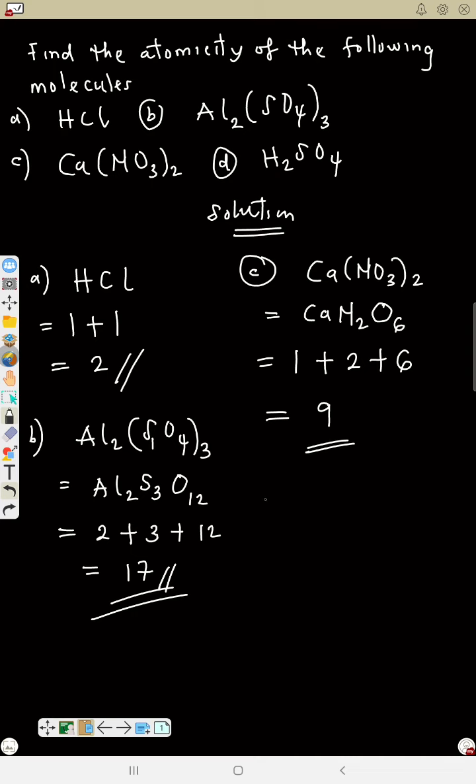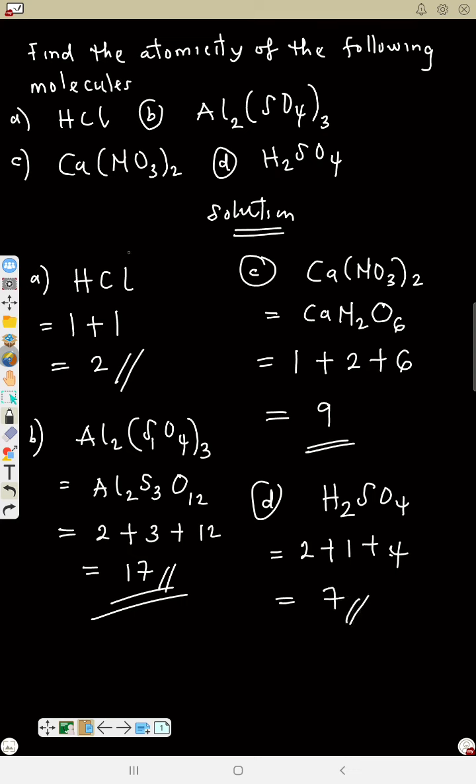Now D, let's say we have H2SO4. You will say this one there is no bracket here, so it's single. That means in this case we have 2 atoms of hydrogen plus 1 atom of sulfur, as the subscript will be 1 there. So 1 atom of sulfur plus 4 atoms of oxygen. So total number of atoms here is 7.